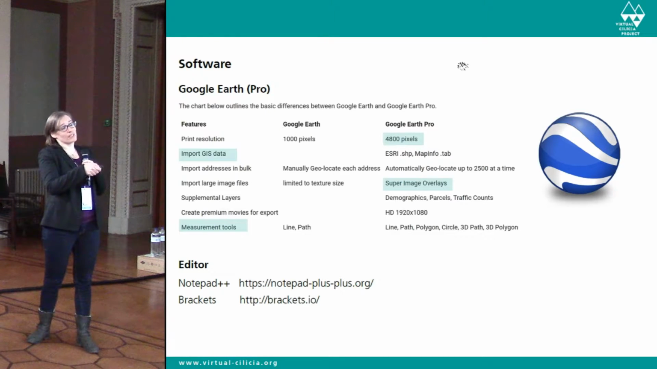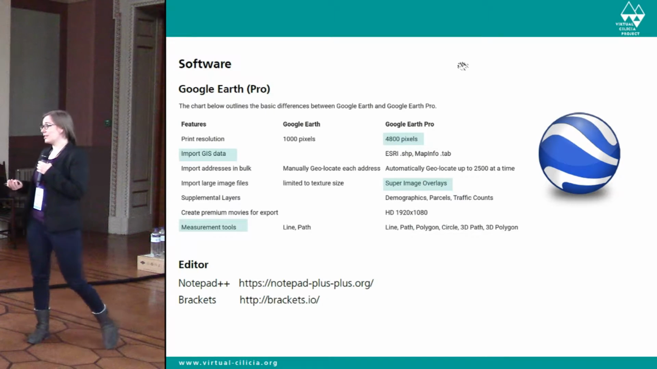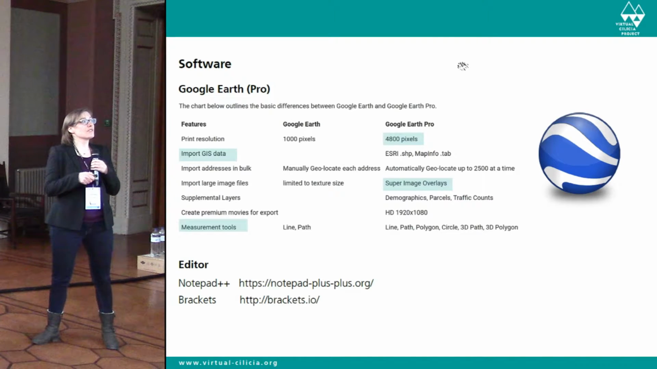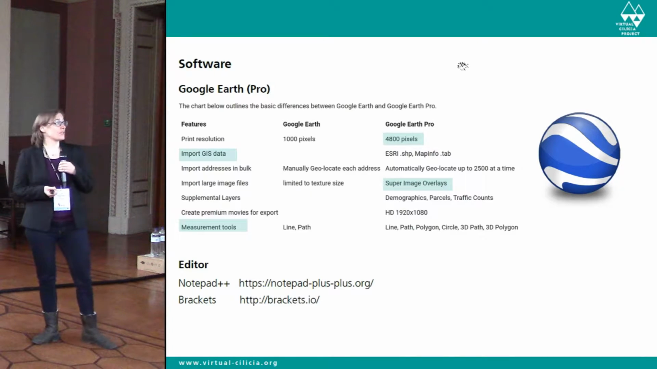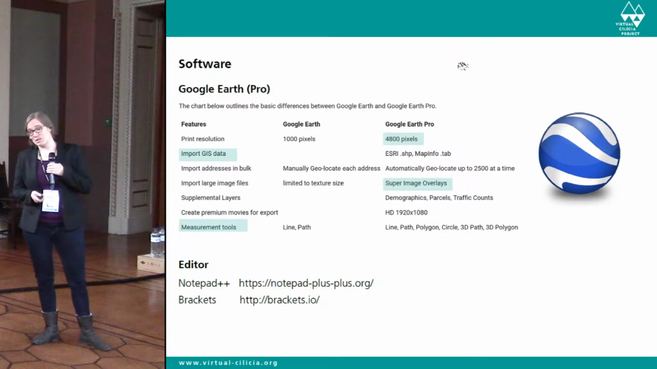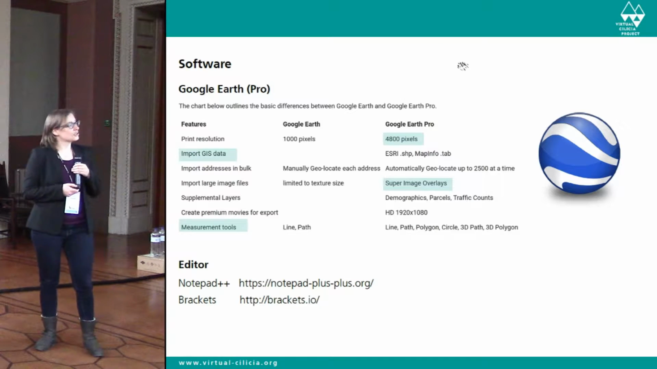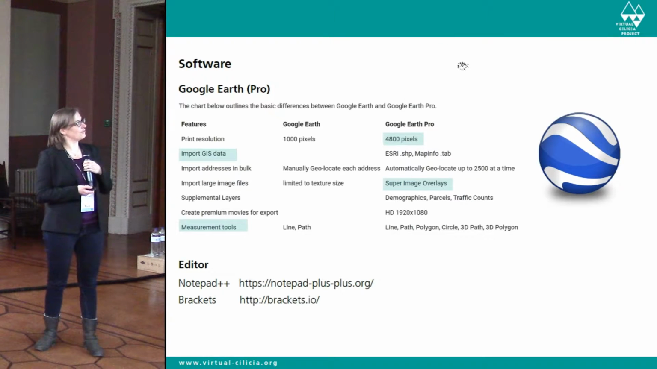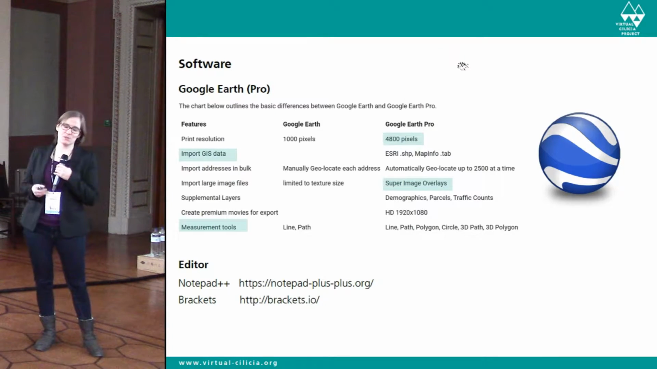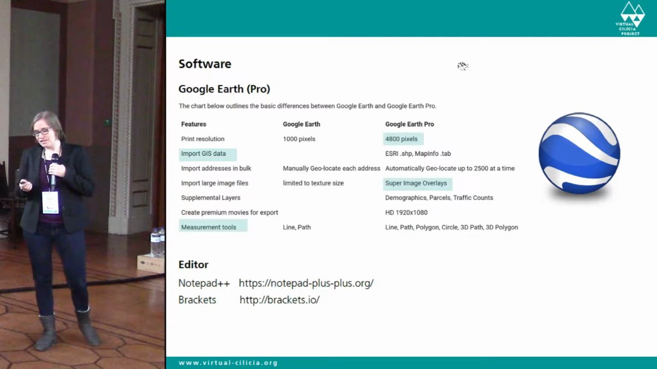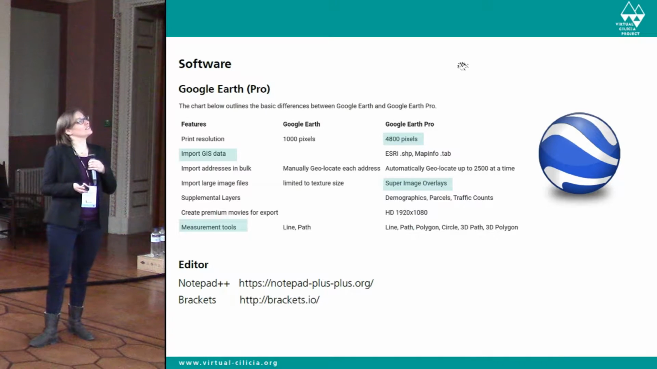So for example, the printing resolution is much higher. It's possible to import GIS data, as for example shapefiles. The image overlays also have a higher resolution, and the measurement tools are more elaborate. You can also measure, for example, polygons and other geometrical shapes. And then it's useful to have an editor to edit the code. There are many free software options available.